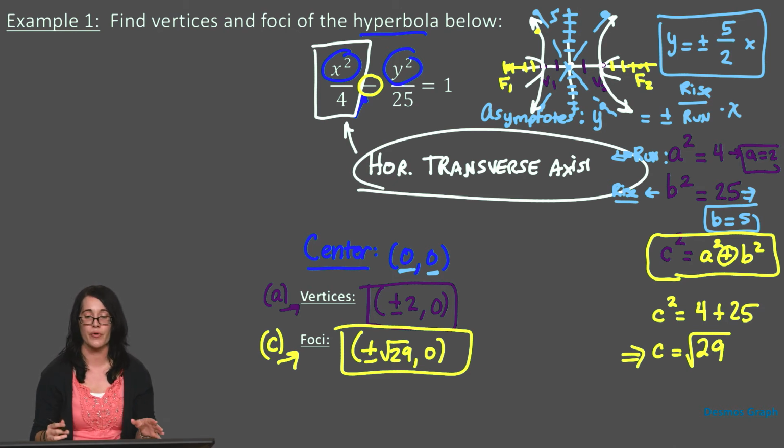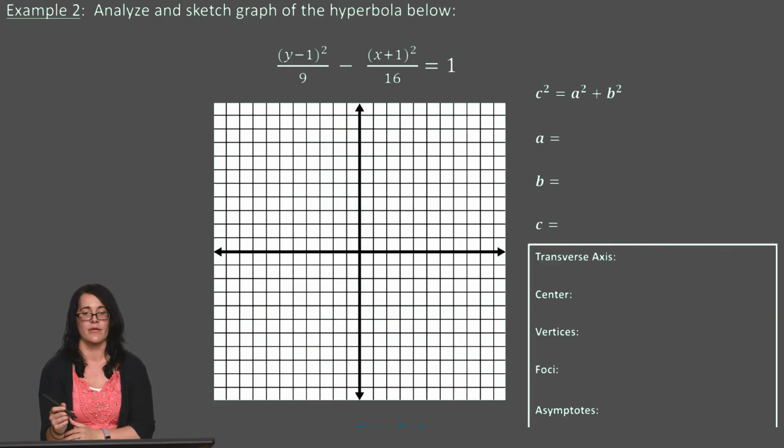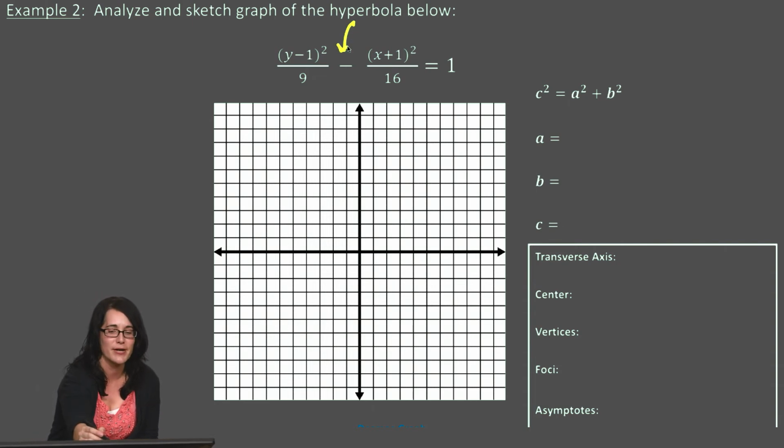Okay, at this point, we've looked at one example which has standard form. What if we have something a little more complicated? So let's take a look at our next example. So we have y minus 1 squared over 9 minus x plus 1 squared over 16 equals 1. It says, could you analyze and sketch the graph of this conic section? It happens to be a hyperbola, but you should know that because they're being subtracted, right?